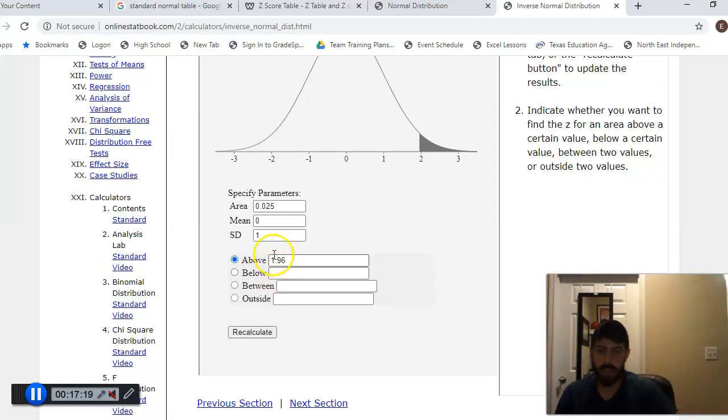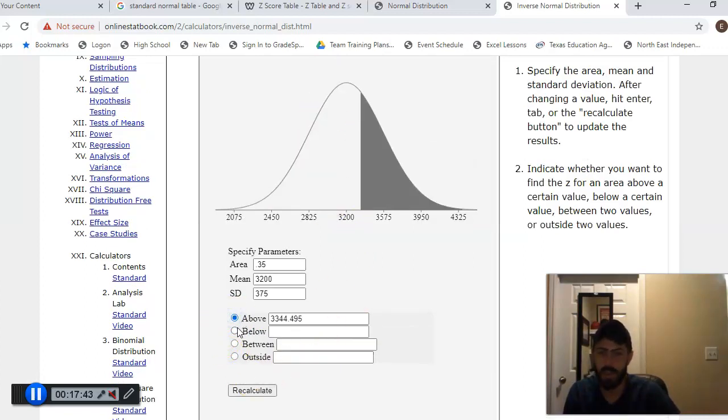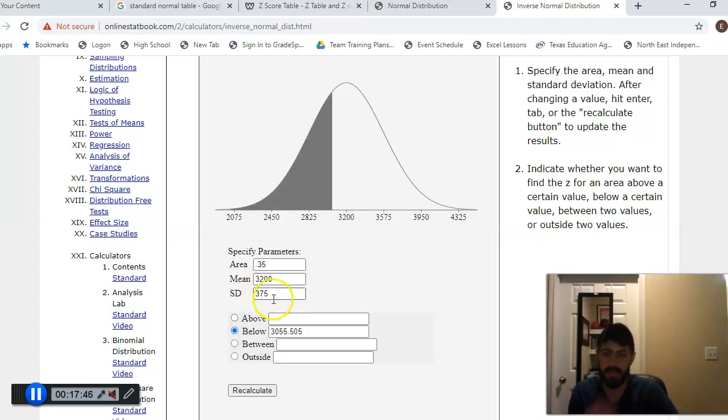All right, cool. So the mean was 3,200 still. The standard deviation was still 375. So as long as we know those two things, we're good. And we want to know the area below the 35th percentile, so 0.35. Oh, there you go. If we wanted above, it would give us that. But we want below, it gives us that. So there is the measurement that gives us this percentile. Boom. Done.